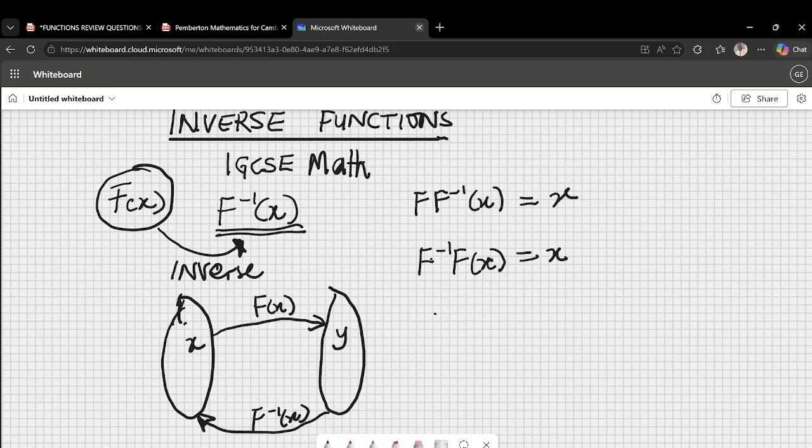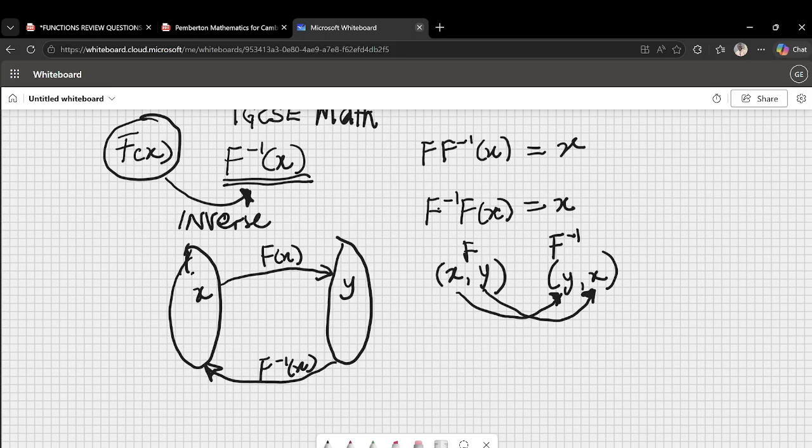Now, if a function is denoted as x comma y, if this is the function f, the inverse is going to be y comma x. What does this mean? It means that there is an interchanging of the positions of the coordinates. Your x becomes your y, while your y becomes your x in the inverse. So that is what we are saying.